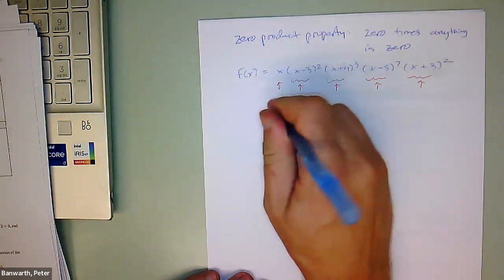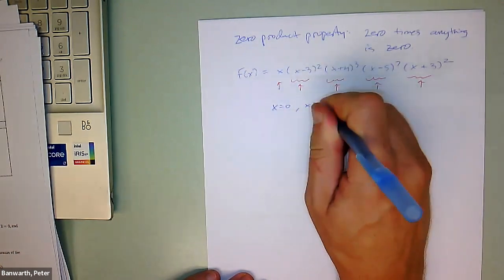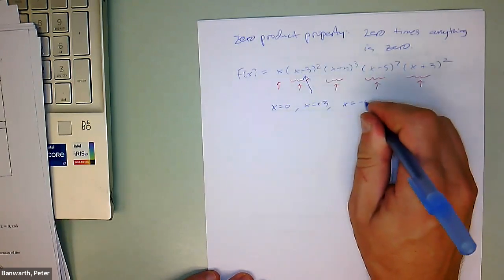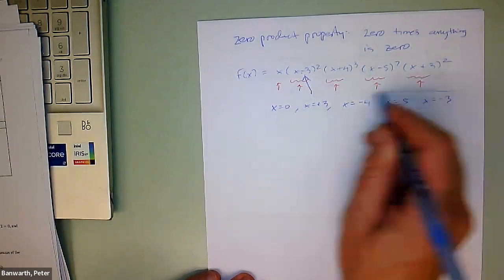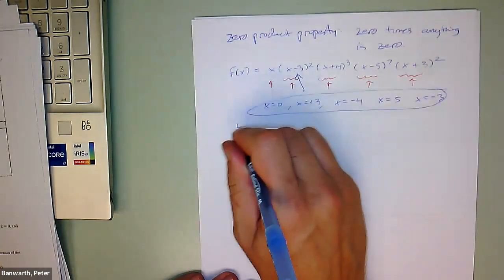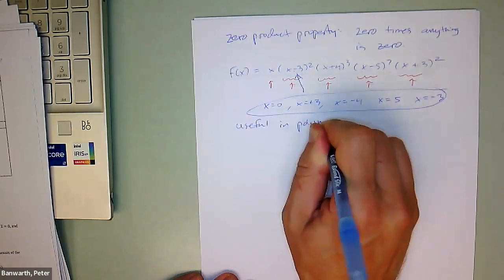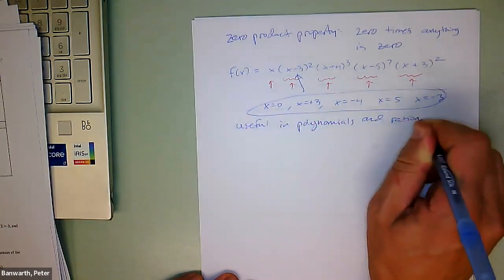So my zeros are x equals 0, x equals 3, sorry, x equals positive 3, should be a positive, x equals minus 4, x equals positive 5, and x equals minus 3. That's the zero product property. This comes up in polynomials and rational functions.